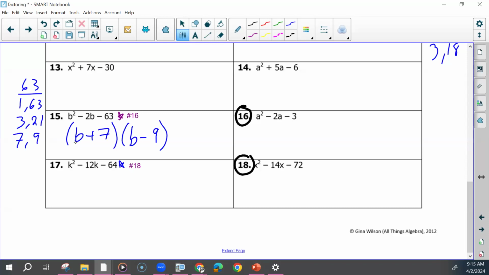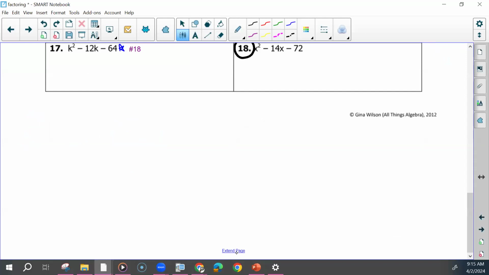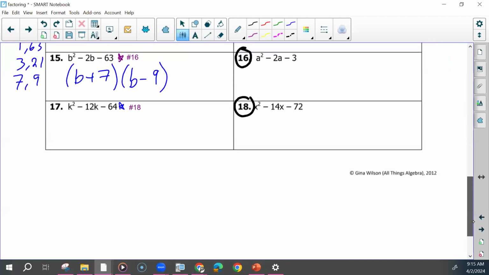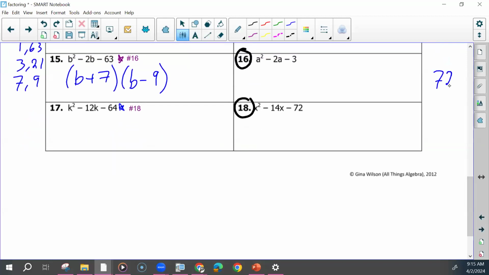Let's do 18 just because 72 has a lot of factors. What are some factors of 72? I'll write that on this. Extend this. 8 and 9. 4 and 18. 7 and 2. You're close. Double check in your calculator.